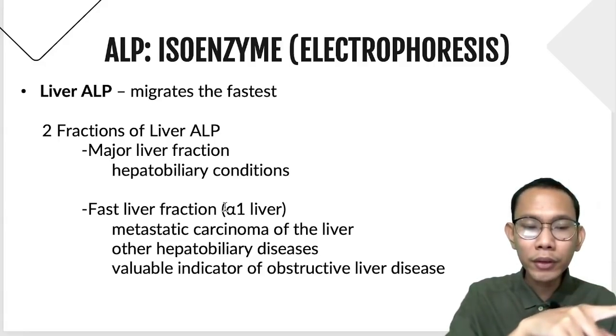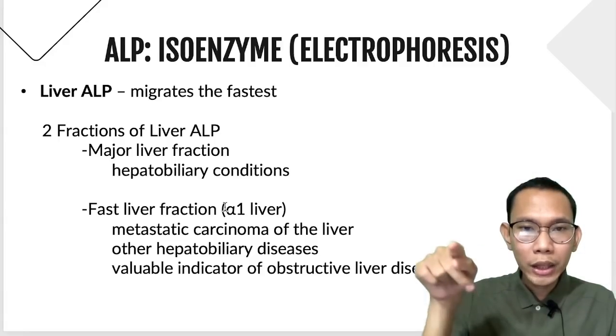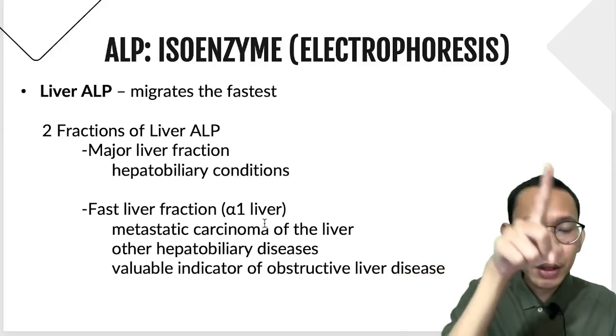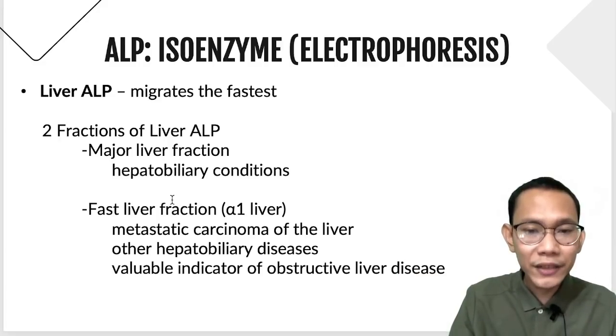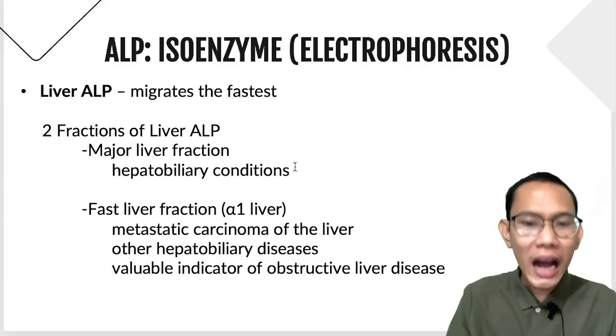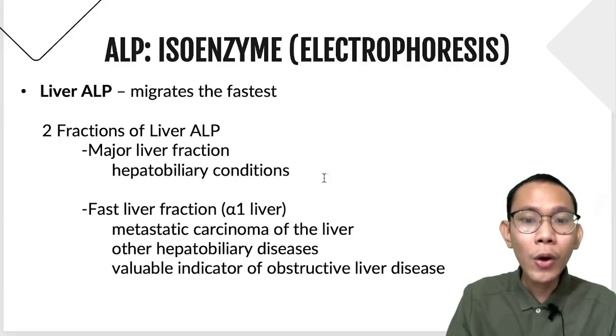Di ba? May electrophoresis tayo. And then your fast liver will correspond sa ating alpha 1 na fraction. Kung alpha 1 fraction yung nag-peak, most probably that's a fast liver fraction. Kasi nga, doon siya mag-peak. Doon siya makikita. Doon siya magko-correspond. Kaya nga, ang other term niya is alpha 1 liver.